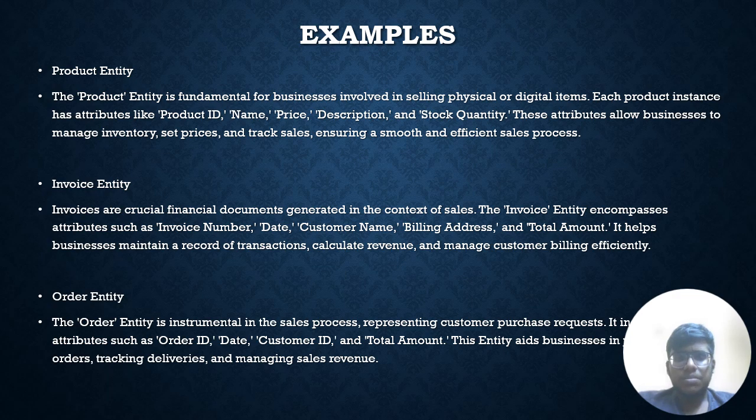And some other examples, such as product entity, which is fundamental for businesses involved in selling physical or digital items. Each product instance has attributes like product ID, name, price, description, and stock quantity. Invoice entity. Invoice is a crucial financial document generated in the context of sales. The invoice entity encompasses attributes such as invoice number, date, customer name, billing address, and total amount. Order entity. The order entity is instrumental in the sales process, representing a customer purchase request. It involves attributes such as order ID, date, customer ID, and total amount.